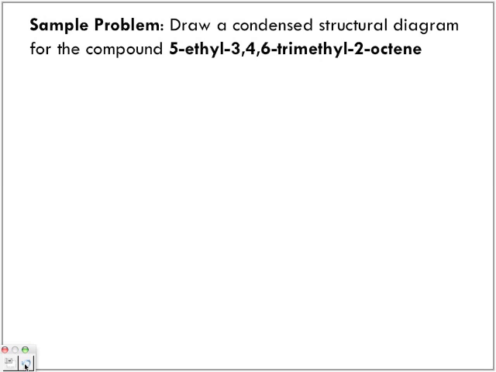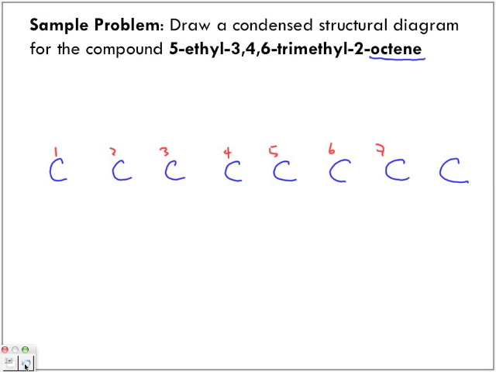So first things first, always start from the main chain, octene. So we've got an octene, a derivative of octane, so there are 8 carbons. 1, 2, 3, 4, 5, 6, 7, 8. So let's number them. 1, 2, 3, 4, 5, 6, 7, 8 carbons. Now, we've got the octane, right? So far it's an octane. We haven't put in the double bonds.